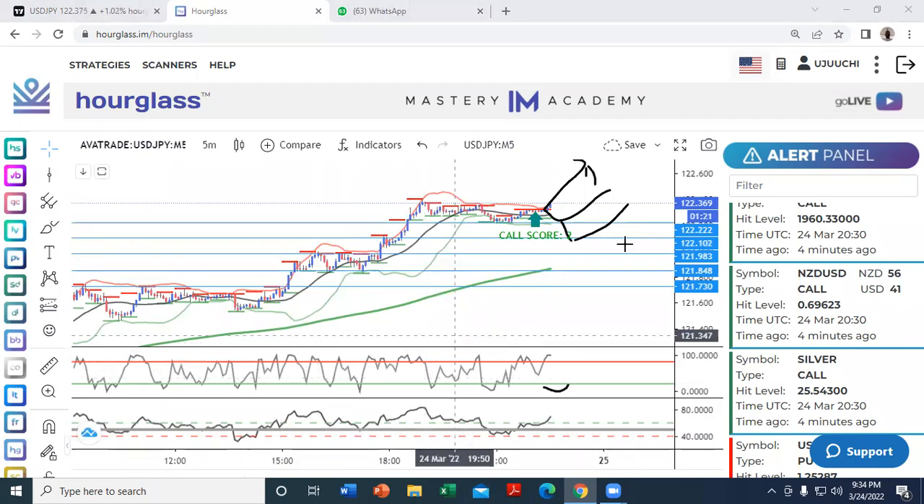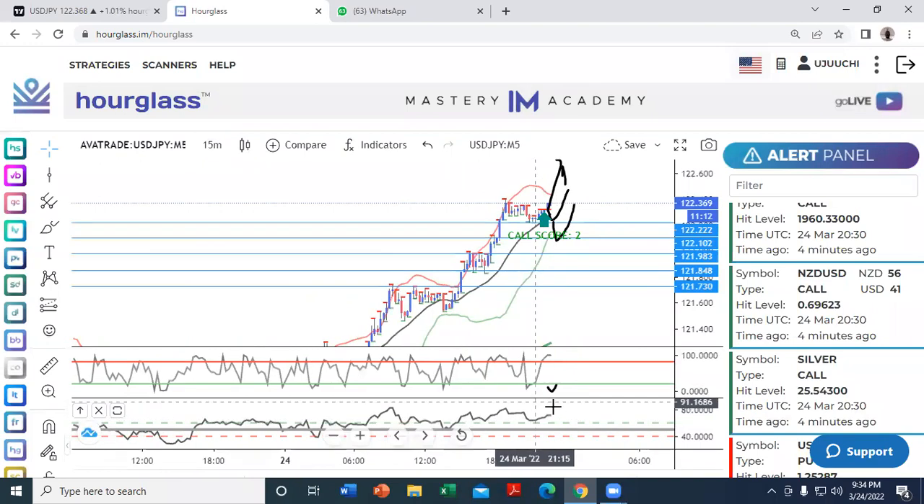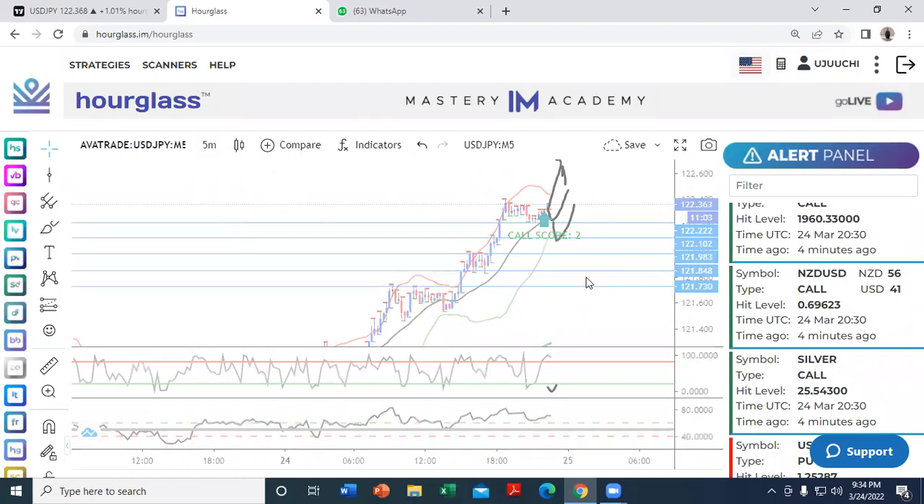Sorry, I muted for a moment there. Now, remember what I'm saying, that I like to check if the 15 minutes also aligns for my RSI. If I see the 15 minutes above like this, it gives me higher confidence to enter the trade, right?